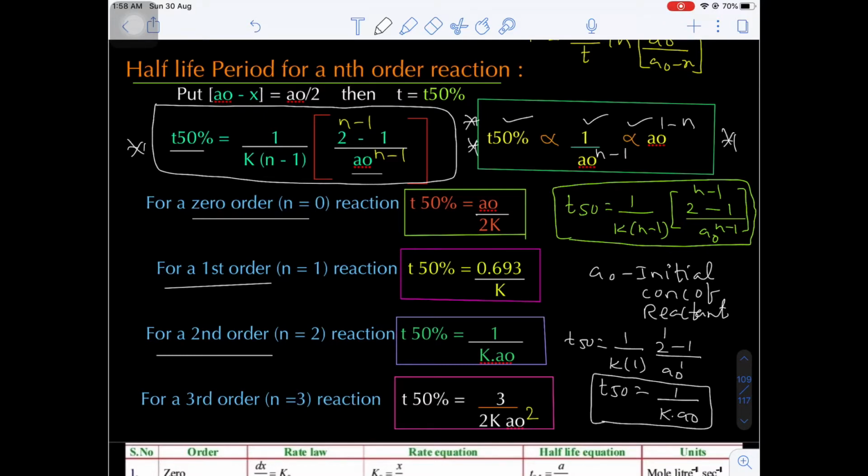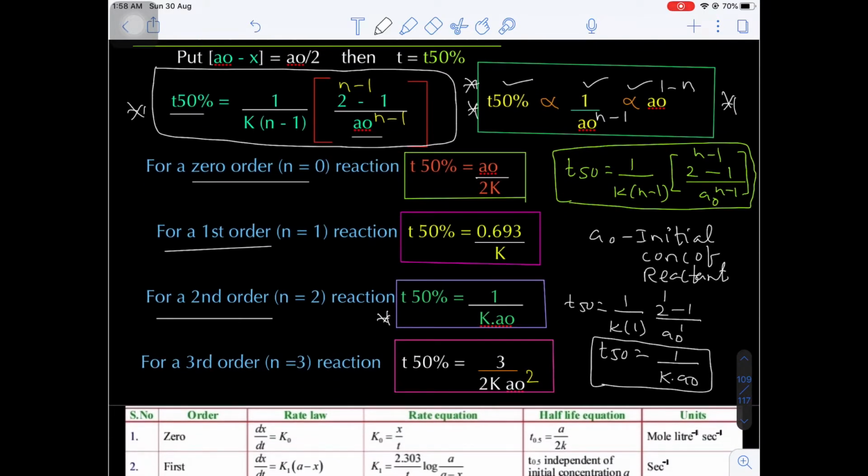So this is which order half-life expression? Second order kinetics half-life expression. If you want to solve for third order kinetics, you can bring the n value 3 in this expression. You will get the half-life for third order kinetics, that is equal to 3 by 2k into a0 to the power 2. Are you getting my point?